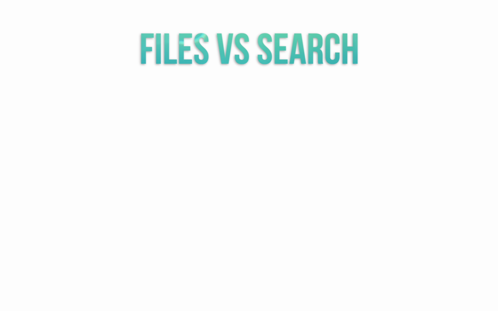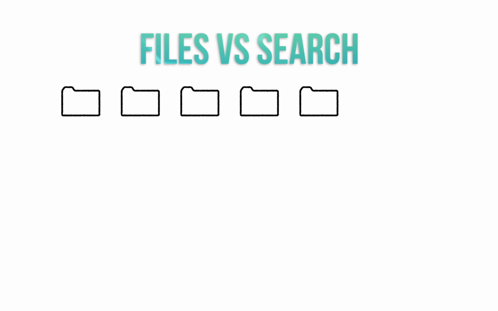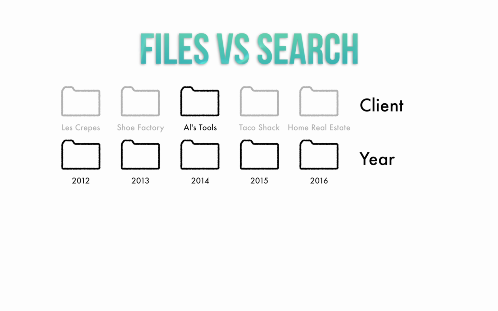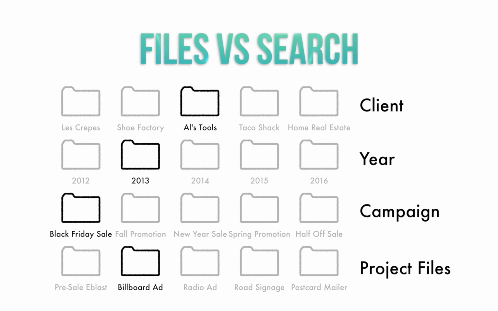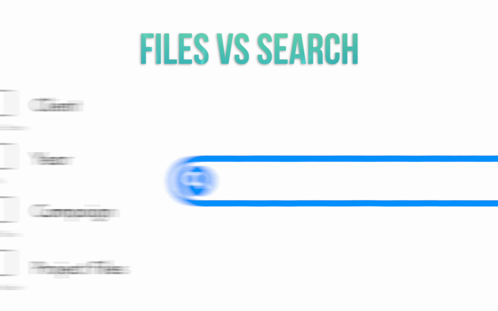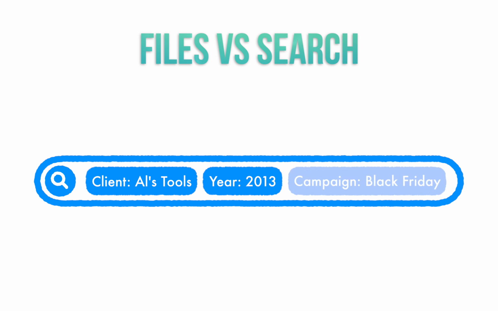Most project management systems or methods organize things in a hierarchy using descriptors. For instance, your project data might be a series of folders. At the top level, you might have a client name. Then below that, you might have a year. And then below that, you might have something like a campaign title. In a search engine, those are three search terms.